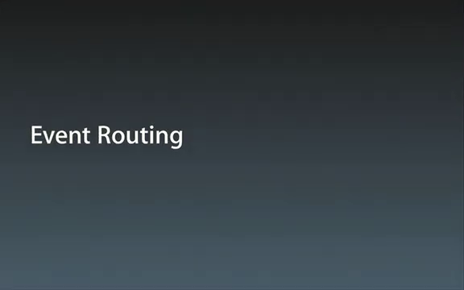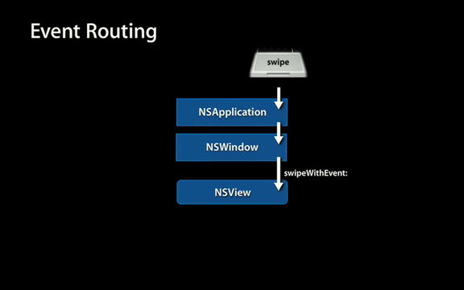So let's get started. Event routing. When an event comes into your Cocoa application, let's say a swipe event, it comes into NSApplication, and NSApplication looks at the event and tries to figure out which window this event should go to. That event will get sent to the NSWindow class, and that class looks at the event and figures out, oh, this is a swipe event, so which view should I send this event to? And it figures that out, and it calls the swipeWithEvent method on that view.